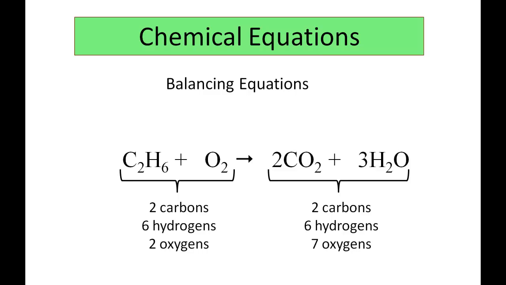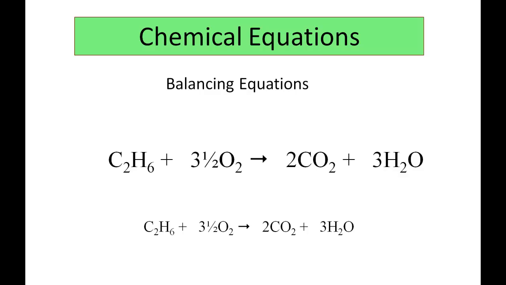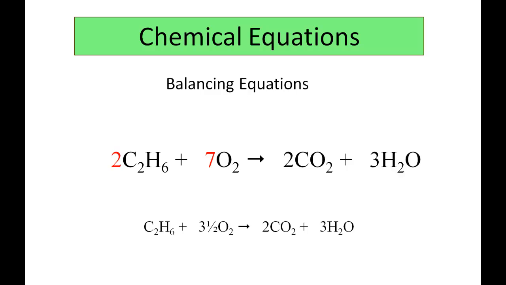The only one I'm going to mess with is the O2. And you'll notice that 2 goes into 7 3.5 times. But as chemists, we like to have our coefficients be whole numbers. So the way we're going to get rid of that 3.5 is to multiply all the coefficients by 2. The coefficient before C2H6 is a 1 right now, even though we didn't write it down. So if I multiply that by 2, I get 2. The 3.5 O2 multiplied by 2 is 7. The 2 CO2 multiplied by 2 is 4, and the 3H2O becomes a 6.